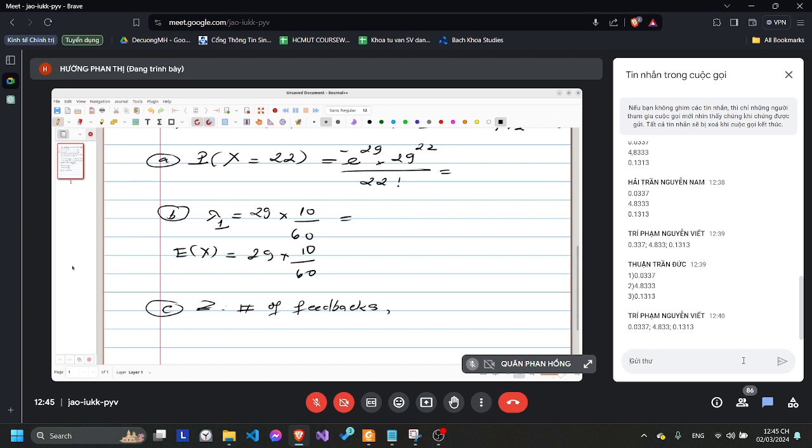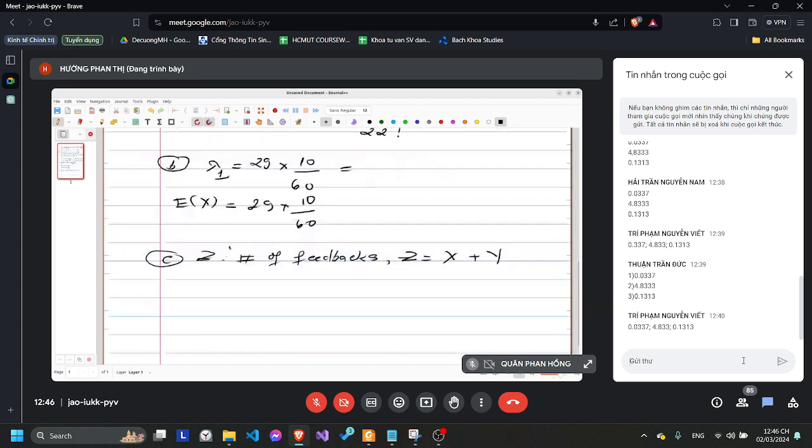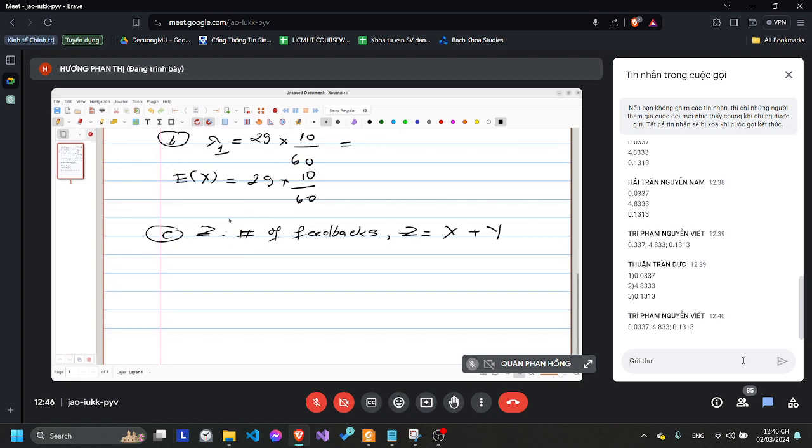Okay, so very clearly, one feedback can be an email or a call. So the number of feedbacks will be the total number of emails plus the total number of calls. Moreover, because X follows a Poisson distribution and Y also follows a Poisson distribution, and X and Y are independent, hence we can easily write that Z follows a Poisson distribution with the new lambda equal to lambda 1 plus lambda 2.